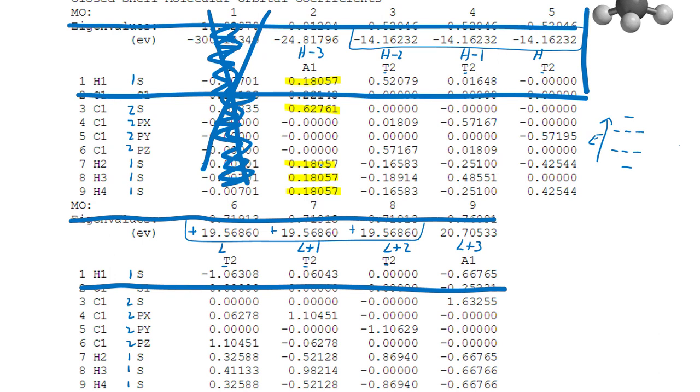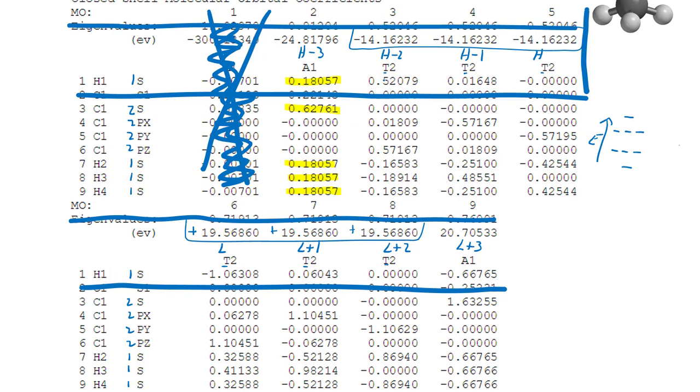And I bet you can kind of figure this one out. You see a trend, right? You've done this multiple times now. Your ears should perk up and say, I've got 4 2s orbitals that all have the same sign. I bet that's going to be a constructive sigma bonding interaction.